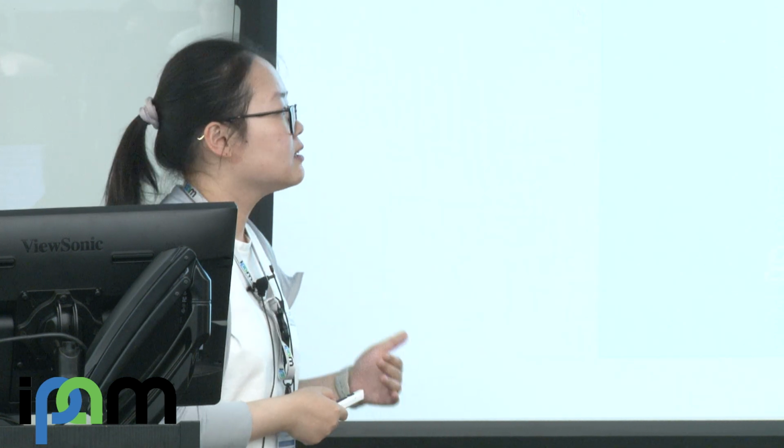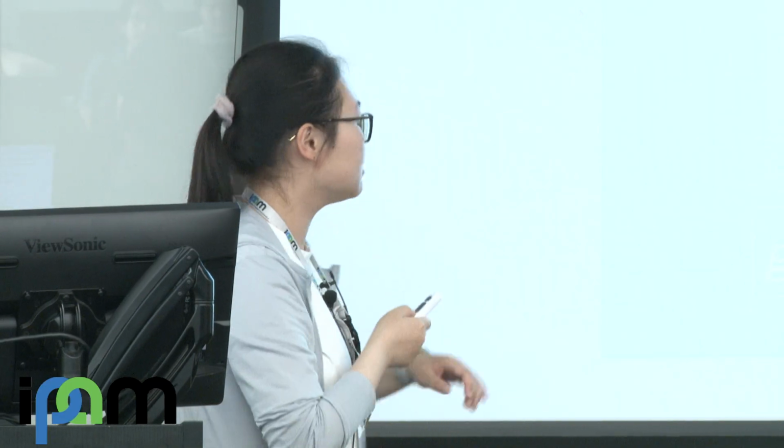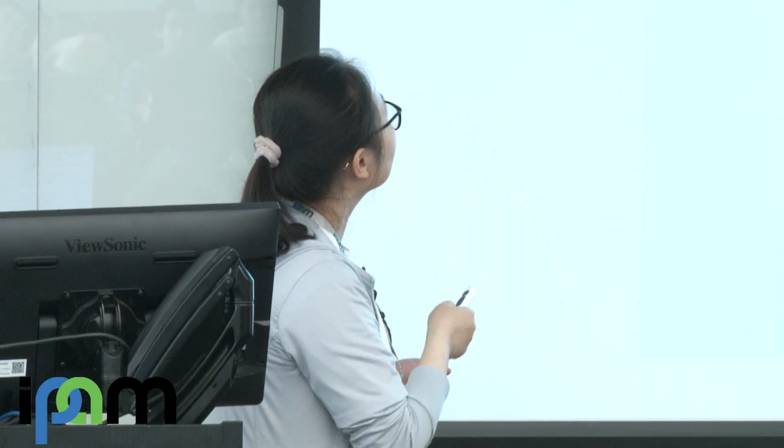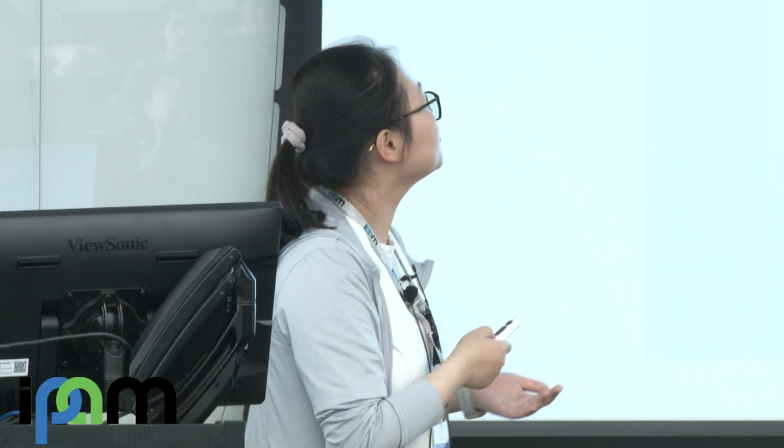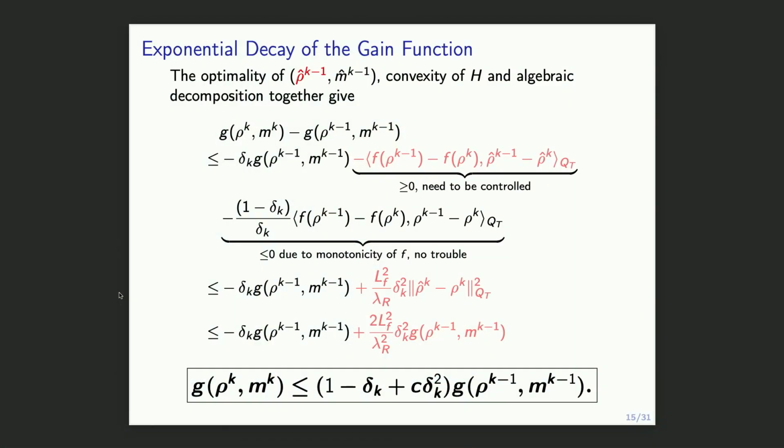And the next thing is, do we have the decay of the gain of the best response along the iterations? So here there is some simple algebra. As long as we have the convexity of the Hamiltonian, we can use the convexity of the dynamic cost and the definition of the gain of the best response. Eventually, we will get three terms. The first term is desired because we know G is always non-negative, and this will give me a decay.